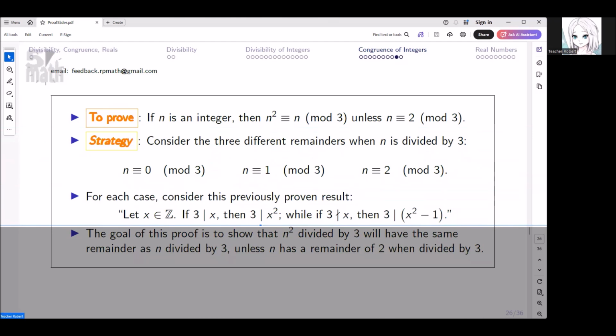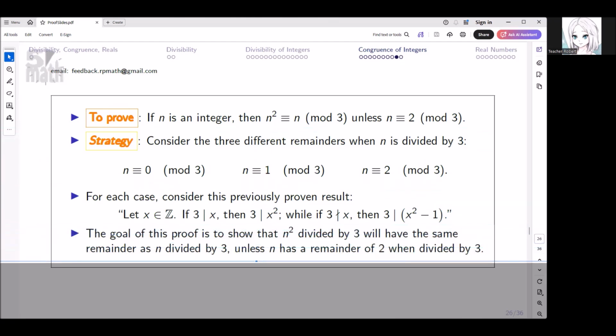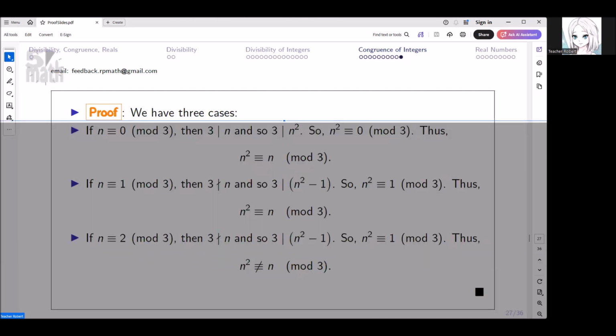For each case, consider the previously proven result: for x an element of the integers, if 3 divides x, then 3 divides x squared, while if 3 does not divide x, then 3 divides x squared minus 1. The goal of this proof is to show that n squared divided by 3 will have the same remainder as n divided by 3, unless n has a remainder of 2 when divided by 3. Proof. We have 3 cases.